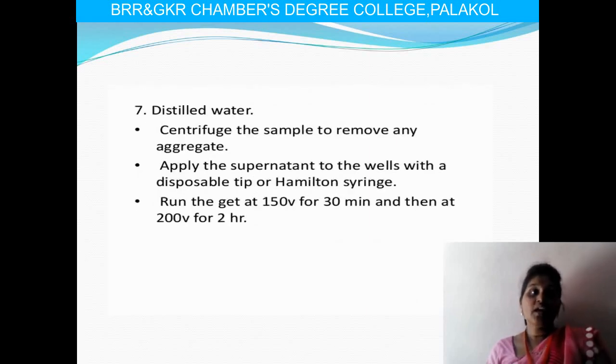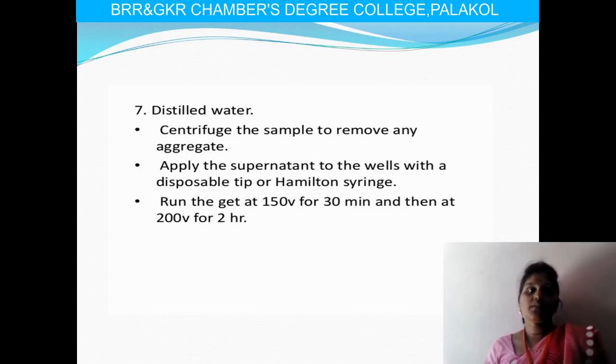the room temperature. Then we have to add some distilled water and centrifuge the sample to remove the aggregates, which are the clumps that are formed. To remove those clumps, we can use the centrifuge, and then apply the supernatant to the wells with the disposable tip of the Hamilton syringe, or we can use a micropipette for applying the supernatant to the wells. Run the electrophoresis at 150 volts for 30 minutes, or we can use 200 volts for 2 hours.